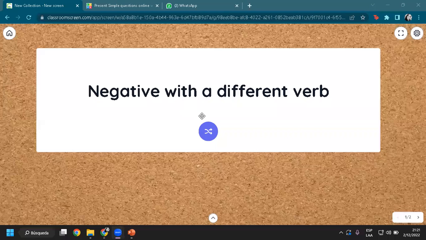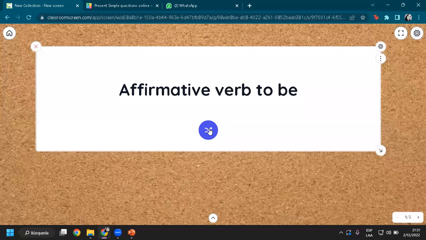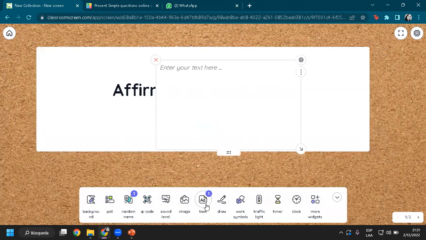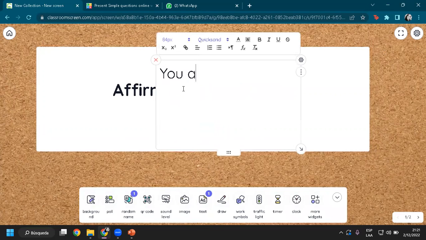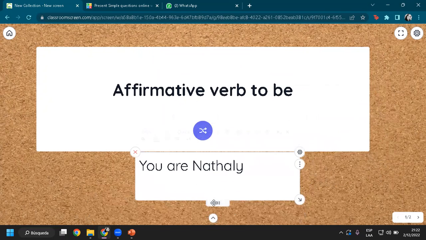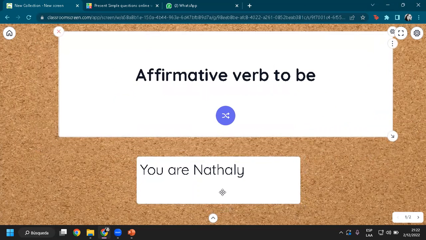Okay, Harvin, veamos qué tipo de oración le va a tocar. Look at this. Ah, easy. A sentence in affirmative with the verb to be. Okay, go ahead. Give me a sentence. You are Natalie. Okay, you are Natalie. ¿Qué dice el público? Is that correct? Yes or no? Affirmative with the verb to be. Everybody? Yes. Very good. Okay, Harvin, elija a uno de sus compañeros, please.